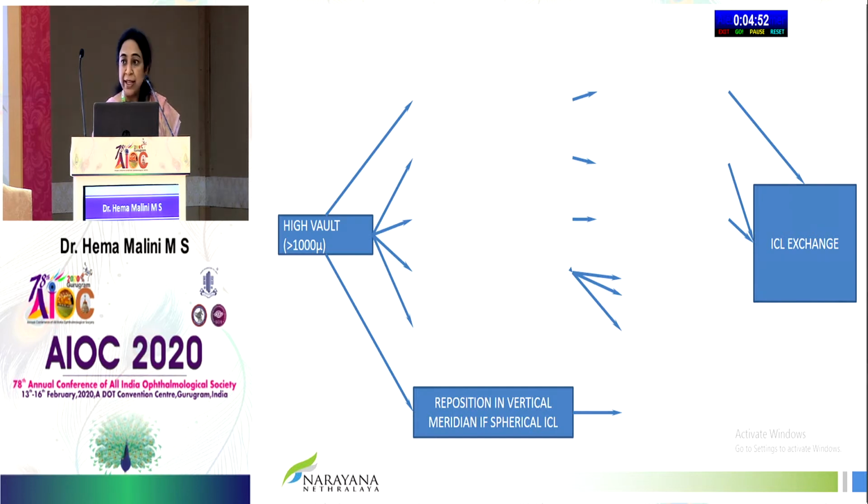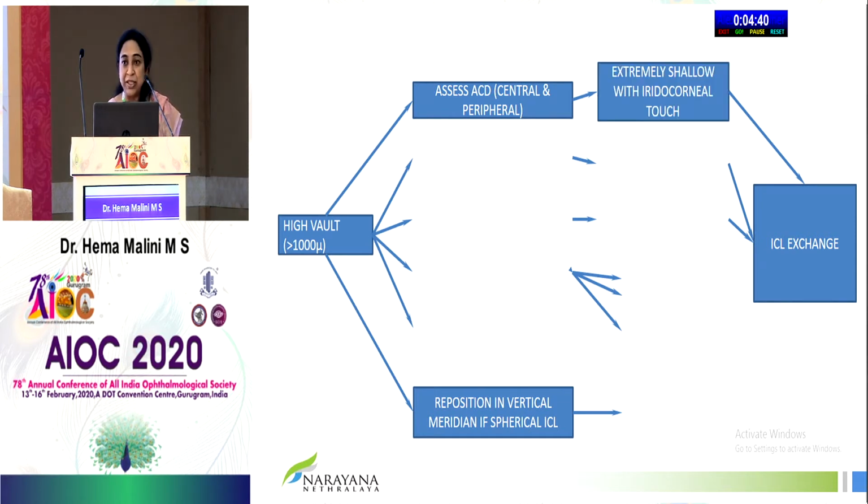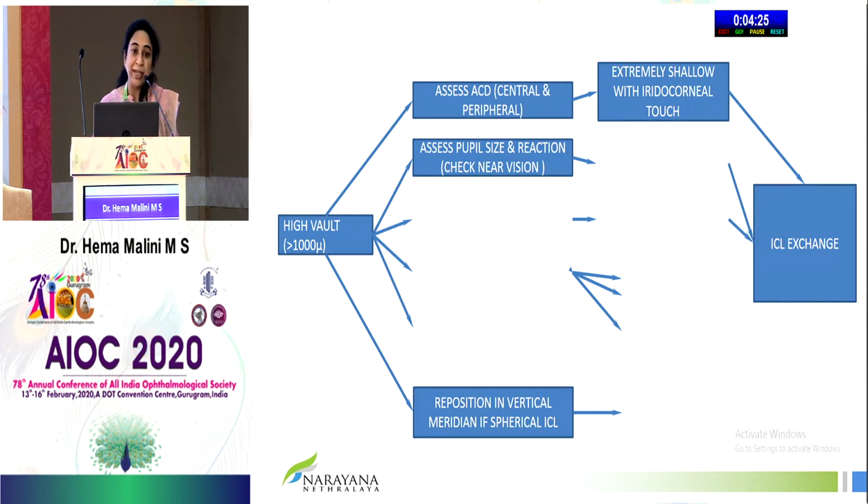So how to manage a case of high vault? So any high vault that is noted, say which is more than 1000 microns, first assess the central anterior chamber depth as well as the peripheral anterior chamber depth. If it is extremely shallow and you're seeing an obvious iridocorneal touch, then you need to plan for an ICL exchange. Next, you assess the pupil size and reaction. Also look for near vision. It is an important clue. So generally in the presence of a high vault, the pupil is extremely large, fails to react normally, and patients first complain of inability to see near clearly.